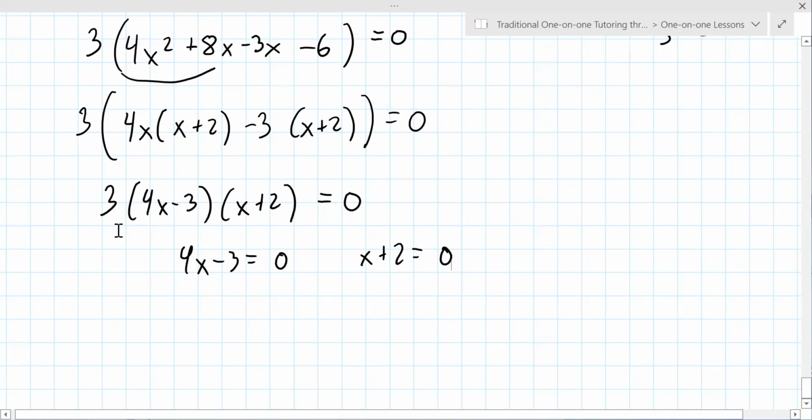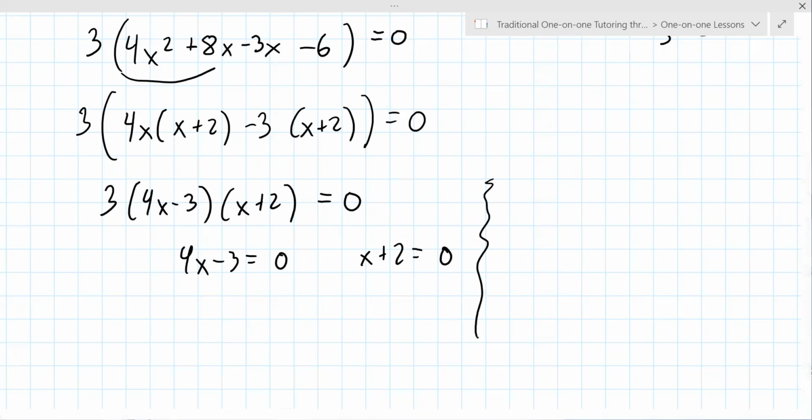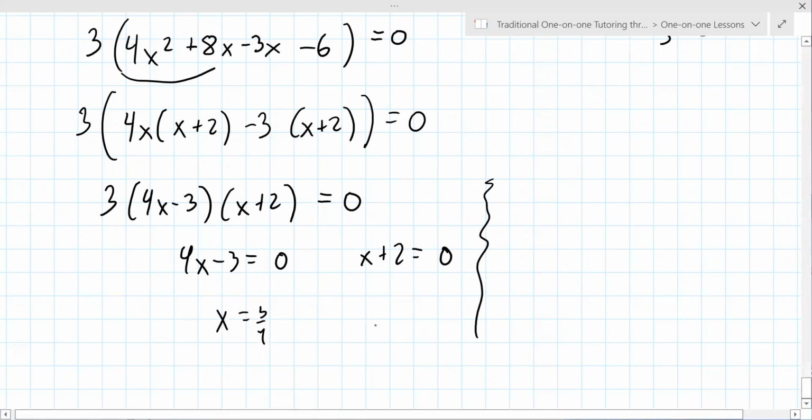And let me show you that after you get your answers. x equals 3 divided by 4. So then I got x equals 3 fourths and x equals negative 2. Is it negative? Oh, yeah, it's a plus.